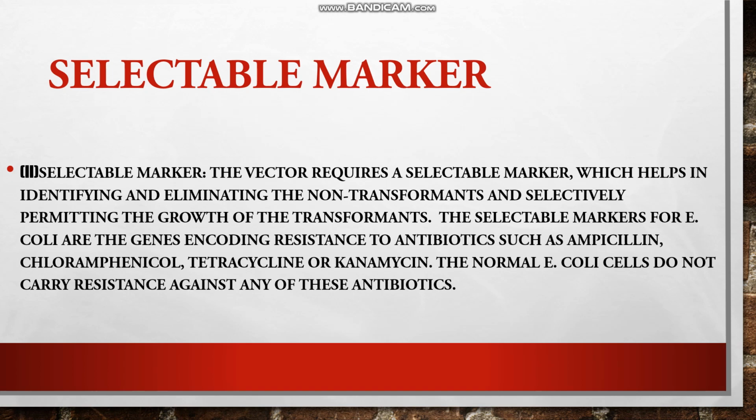Another essential feature is a selectable marker. Selectable markers are capable of identifying and eliminating the non-transformants and selectively permit the growth of transformants. So, what are selectable markers? These are DNA sequences that are capable of identifying and eliminating the non-transformants and selectively permit the growth of the transformants. Normally, the selectable markers are antibiotic resistant genes.